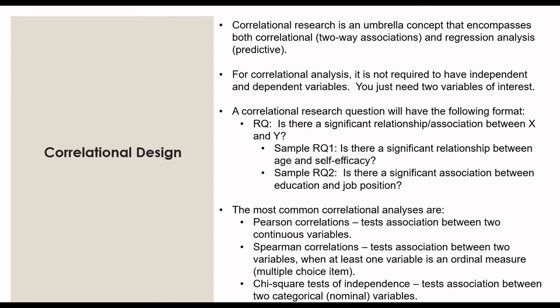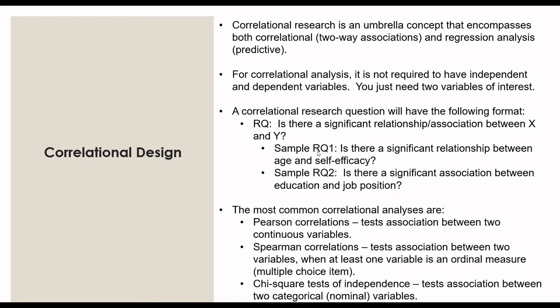So there we have two numeric variables, age and self-efficacy. Just imagine you use a questionnaire, a Likert scale questionnaire to measure self-efficacy. And the second research question, is there an association, significant association between education and job position? So that would likely be two categorical variables. Education, maybe it's less than high school, associates, bachelor's, master's, PhD. Job position, there could be a variety of positions there. Manager, executive, employee, things like that.